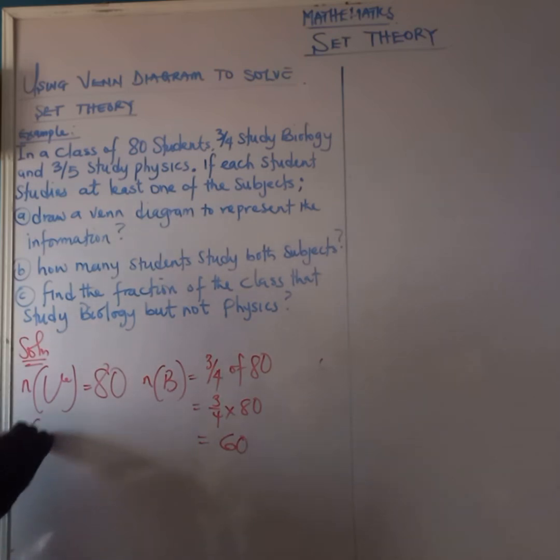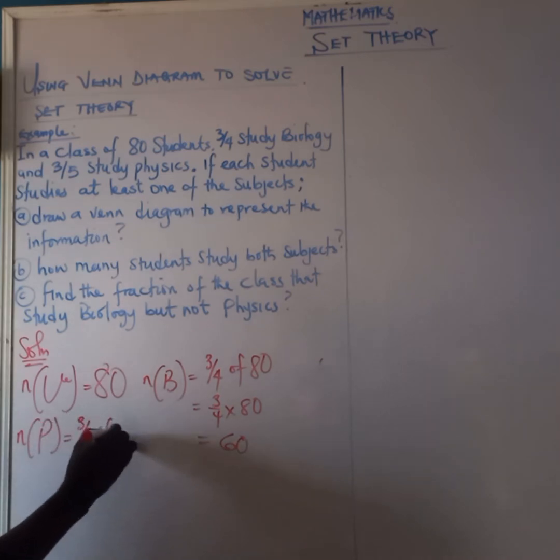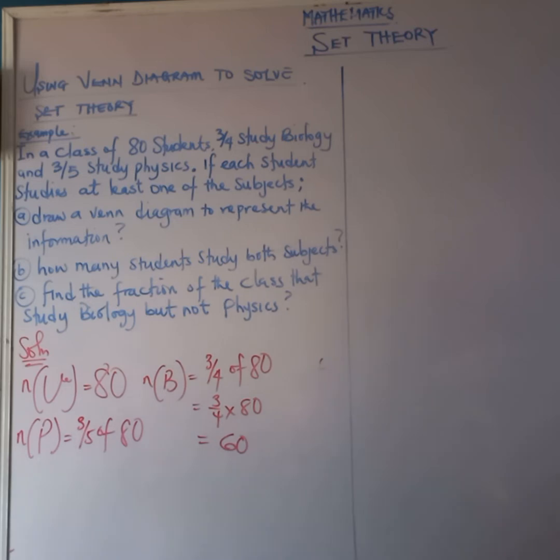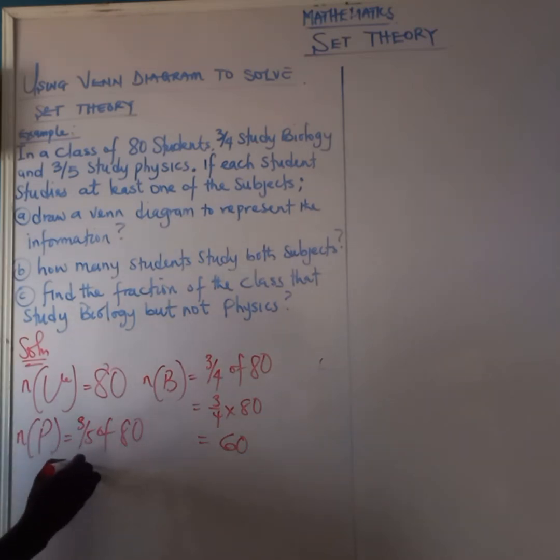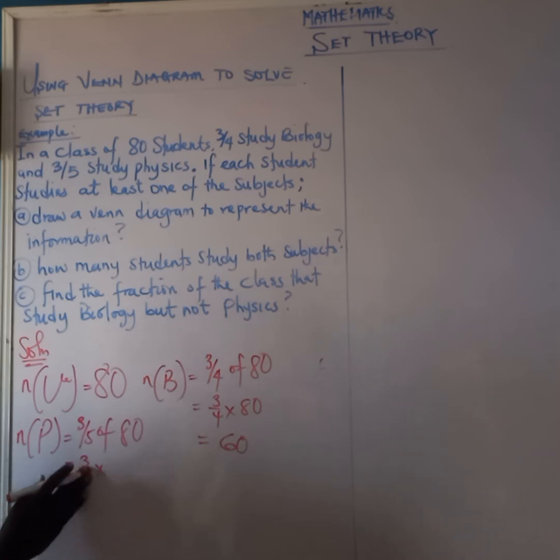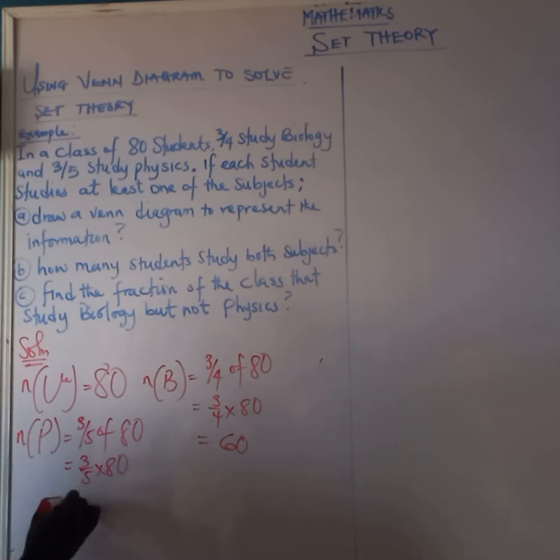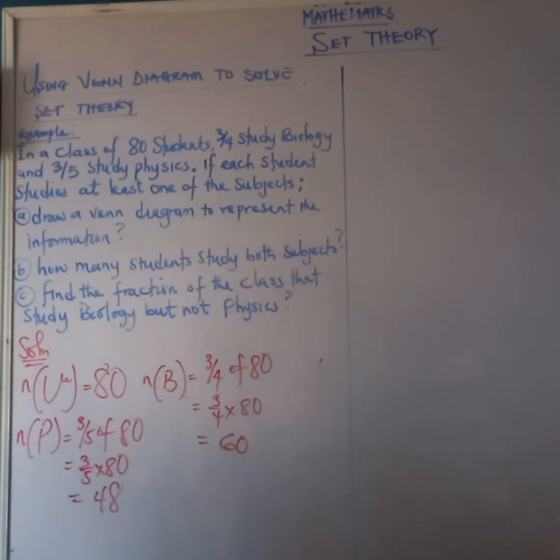Then the number of students that study physics. Let's use n(P) to represent it. We are told it is 3/5 of the students in the class, so we have 3/5 times 80. Using our calculator, 3/5 times 80 will give you 48.